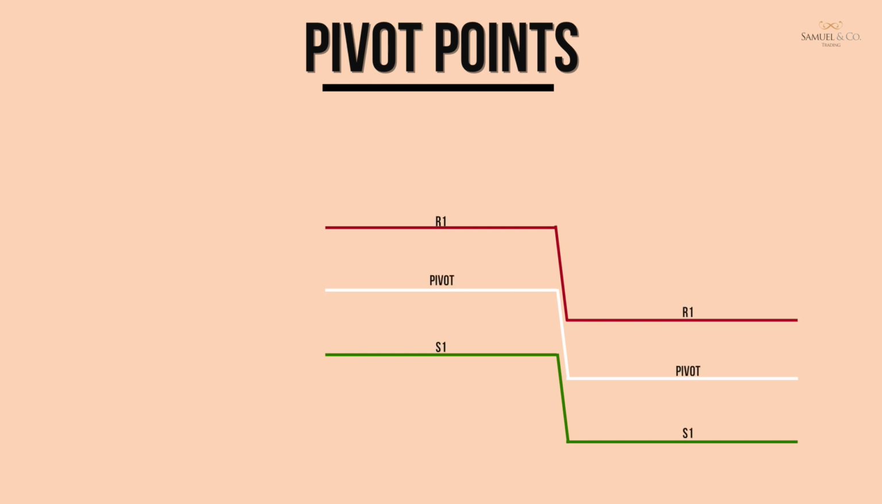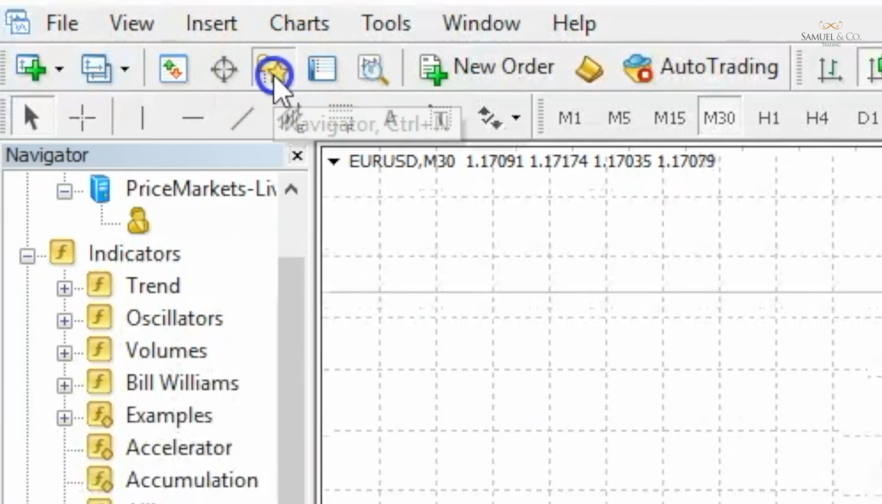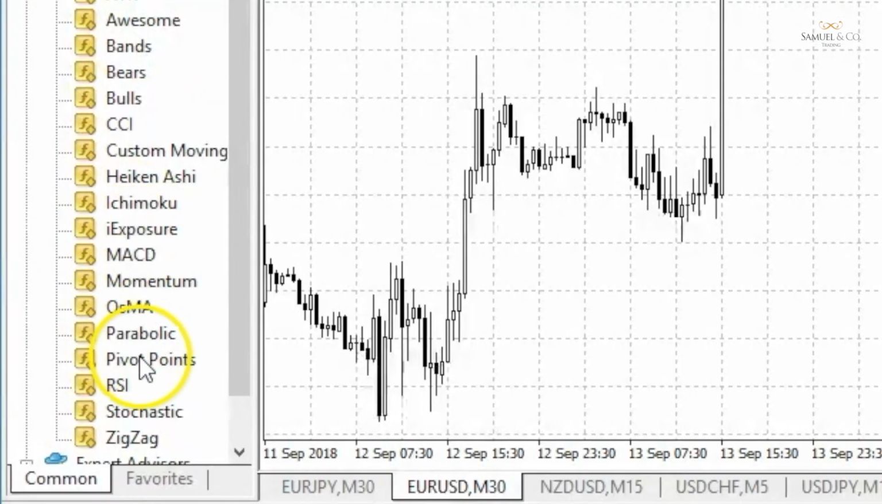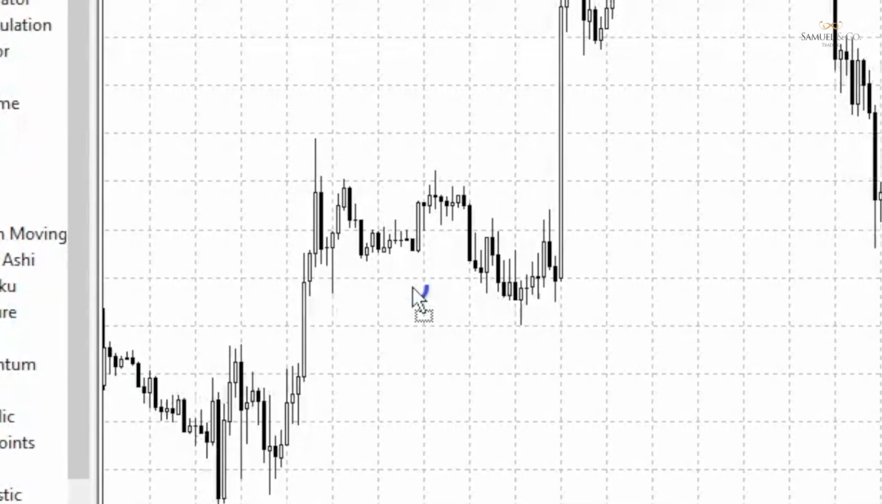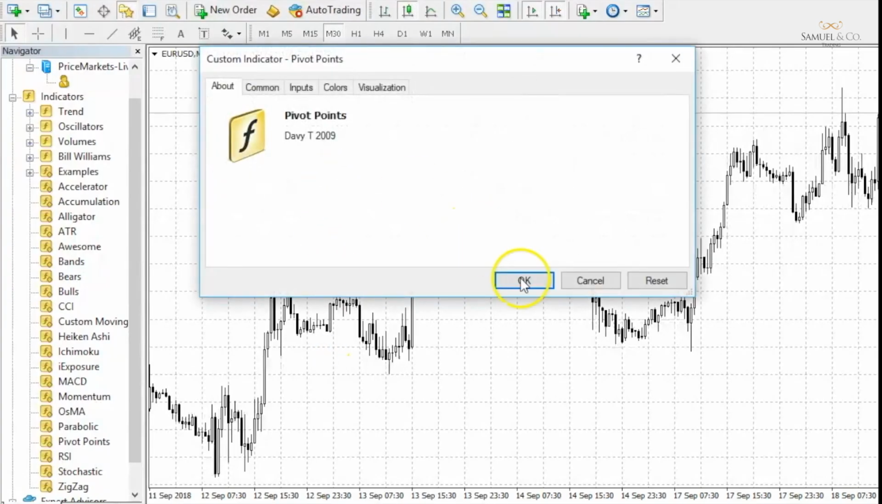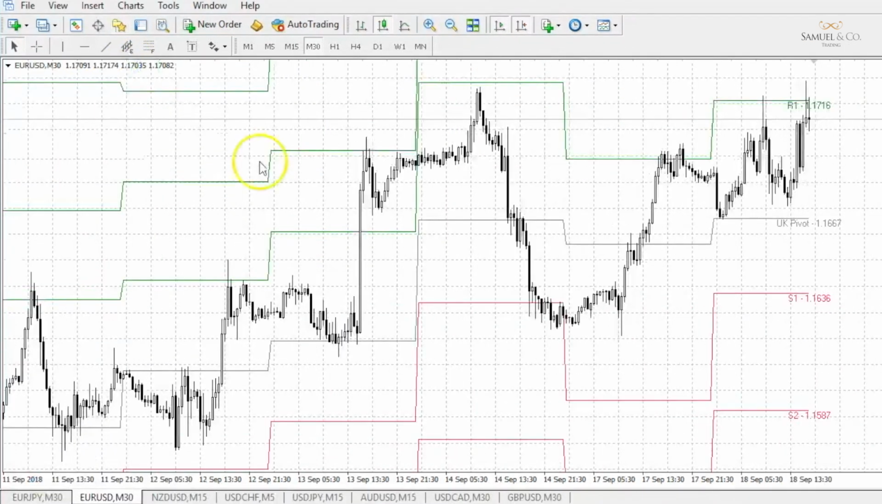A pivot point is a technical analysis indicator, and we use it to determine the overall trend of the market over different time frames. I'm going to load it up just by clicking my navigator and dragging and dropping it on. This is an ex4 file that we're able to get over to you should you wish to use it. By clicking OK, our pivots have been generated.